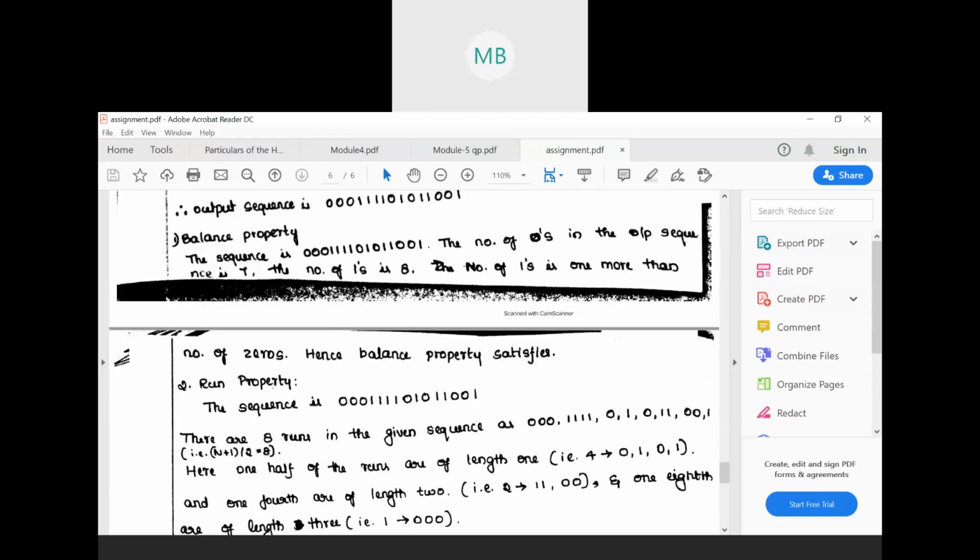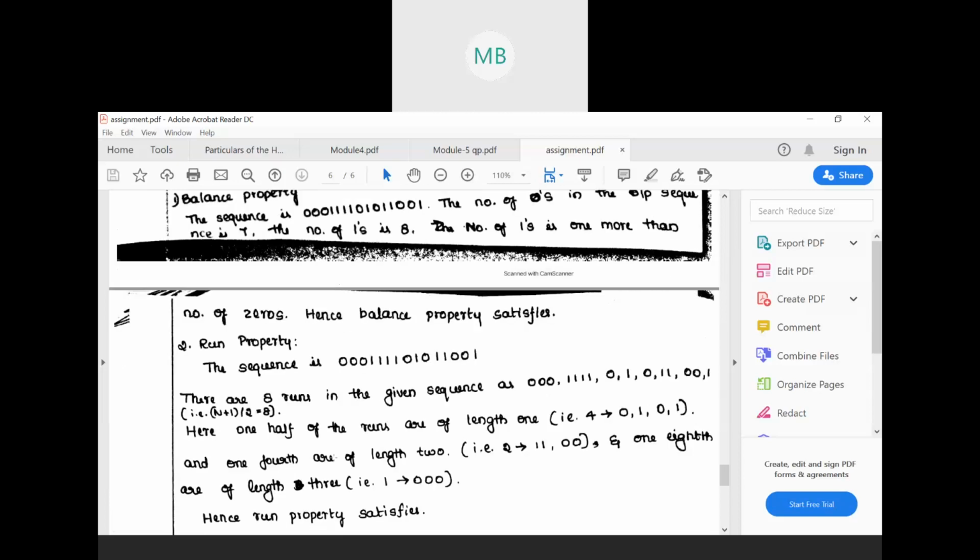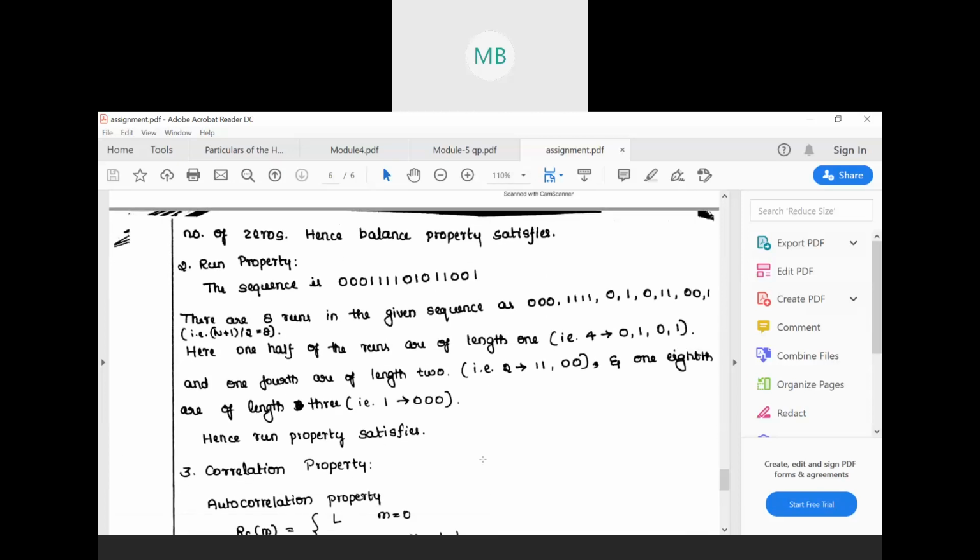Then you need to prove the run property. So find how many runs there are. Here 1, 2, 3, 4, 5, 6, 7, 8 runs are there. In general, the formula is (n plus 1) by 2. So here (15 plus 1) by 2 is 8. So the first part of the run property is satisfied. Then you find how many runs of length 1 are present, length 2 are present, length 3 are present, and so on, right? So here the run property is satisfied.